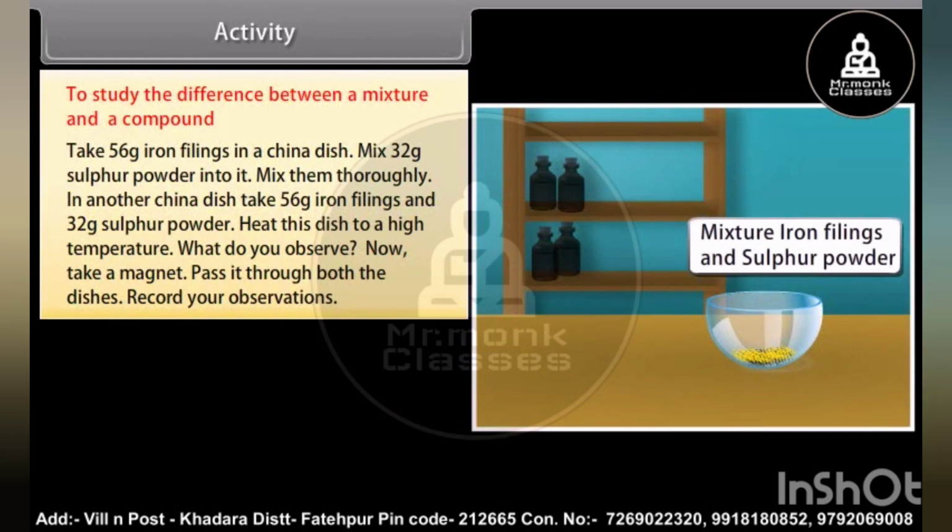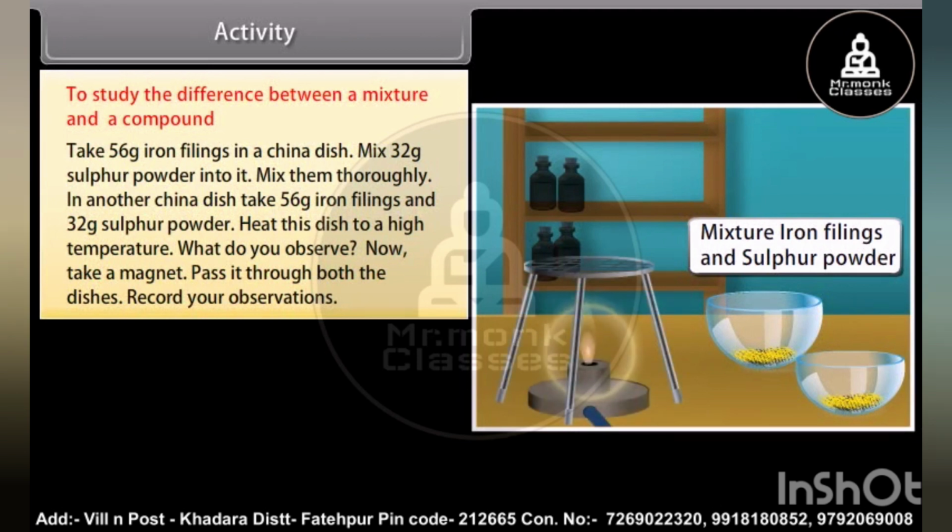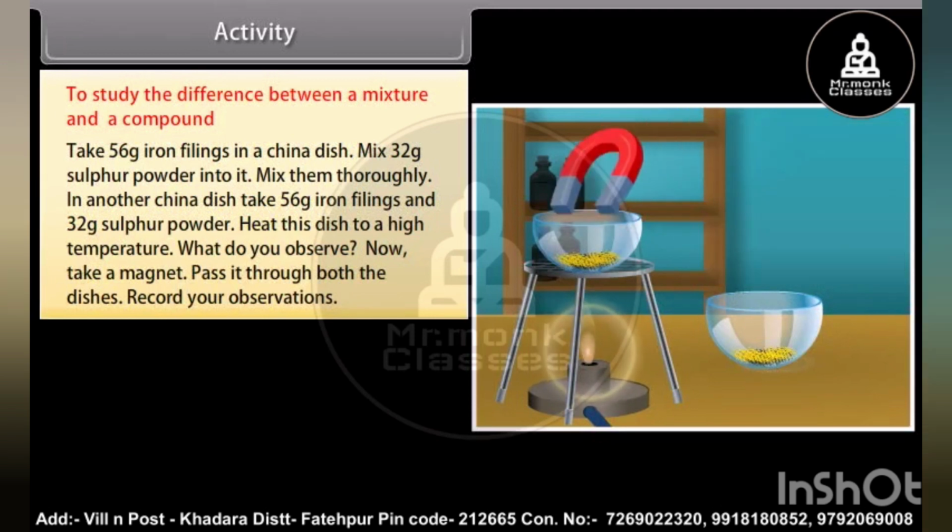Mix them thoroughly. In another china dish, take 56 gram iron filings and 32 gram sulfur powder. Heat this dish to a high temperature. Now take a magnet. Pass it through both the dishes.